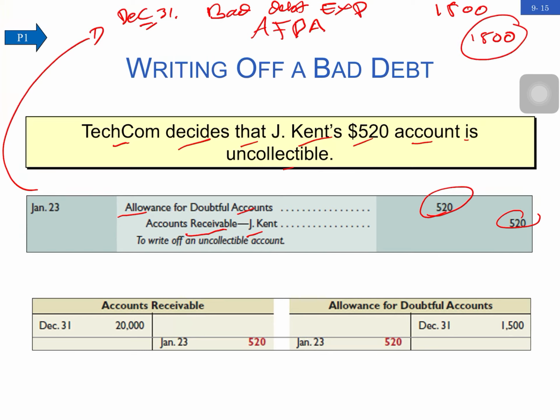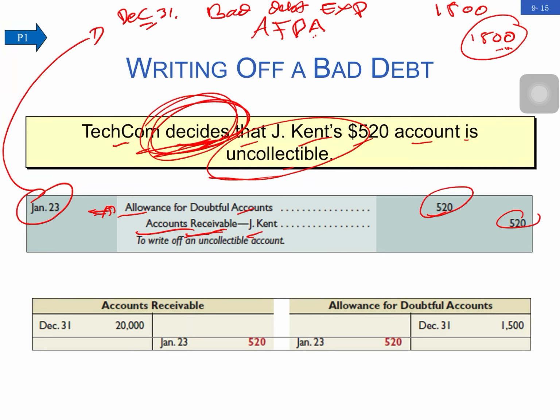Okay, from this number at this date, at the next month, you decide it is uncollectible. Determined, like already 100%. You are already sure. So you will record allowance for doubtful accounts on debit. Okay, this was credit, right? You move to debit, and you record account receivable on credit because you are already sure that you cannot collect it. So you remove the account receivable of JCAN. Okay, 520. After you record, update your ledger.